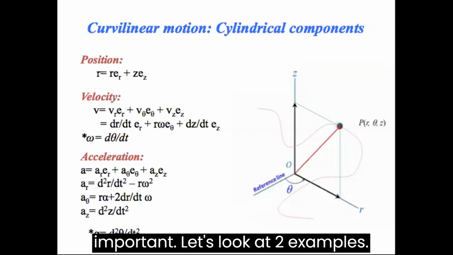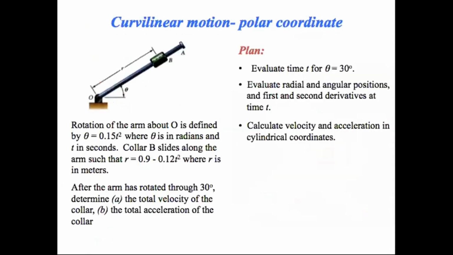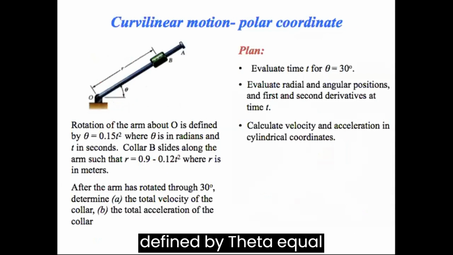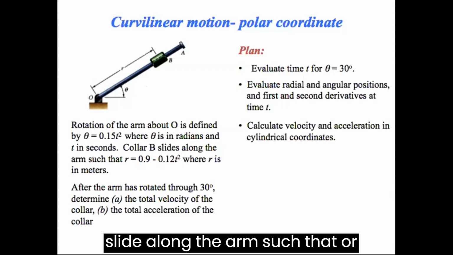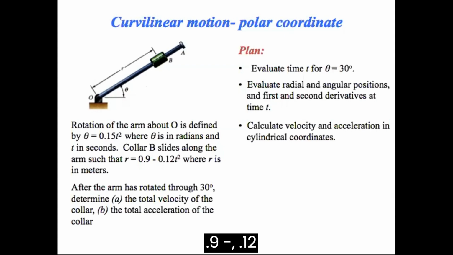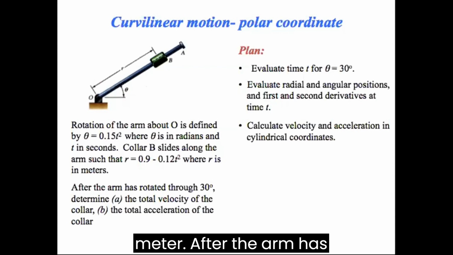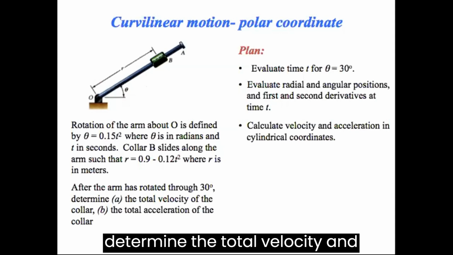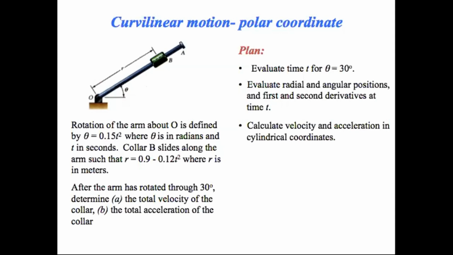Let's look at two examples. Rotation of the arm about O is defined by theta equals 0.15 t squared, where theta is in radians and t is in seconds. Collar B slides along the arm such that r equals 0.9 minus 0.12 t squared, where r is in meters. After the arm has rotated through 30 degrees, determine the total velocity and total acceleration of the collar.